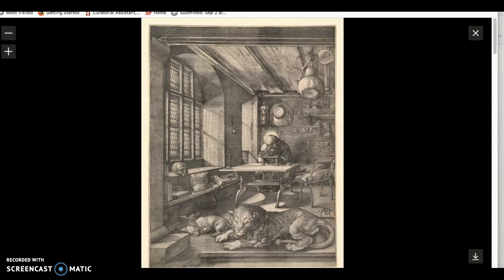This is a print by Albrecht Dürer, one of the great artists of the 1500s, whom we'll be studying later this semester. And he's depicting St. Jerome bent over, working hard on his translations. Latin, the language of the Romans, is going to remain the language of the Catholic Church until the 1960s.